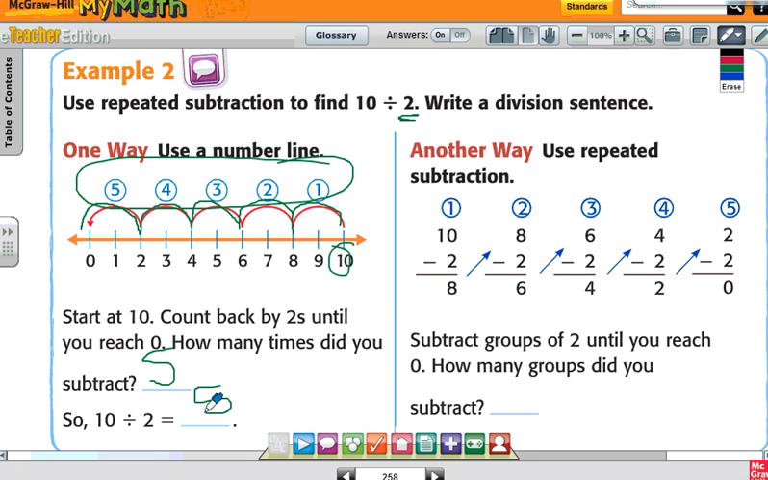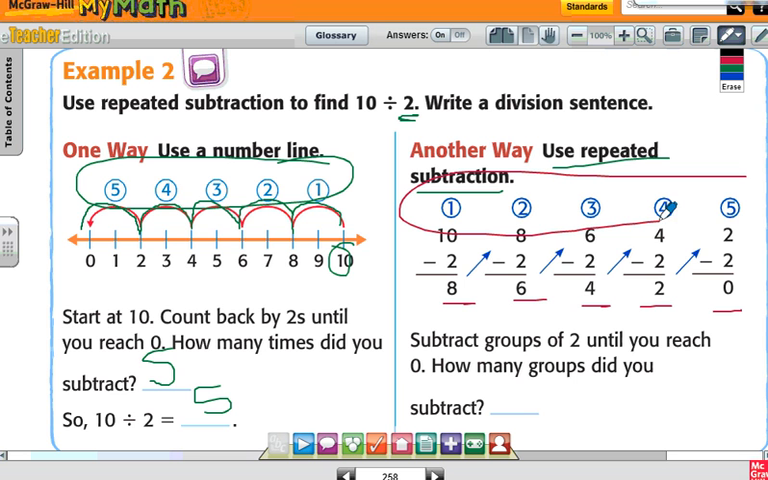Another way to do that is, again, I could use a number line, or I could use repeated subtraction. So 10 minus 2 is 8. 8 minus 2 is 6. 6 minus 2 is 4. 4 minus 2 is 2. And 2 minus 2 is 0. Again, how many times did I subtract here? 5 times as well.